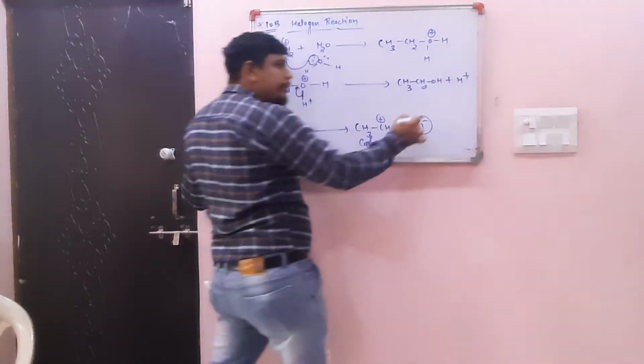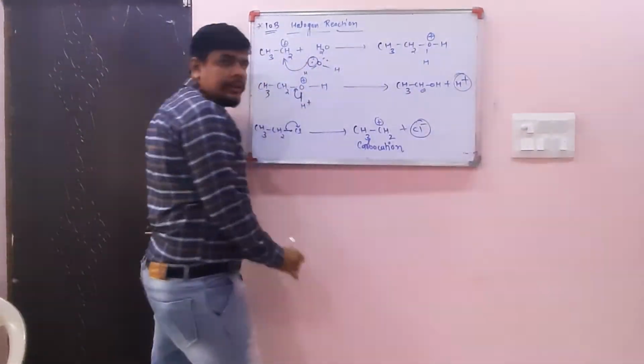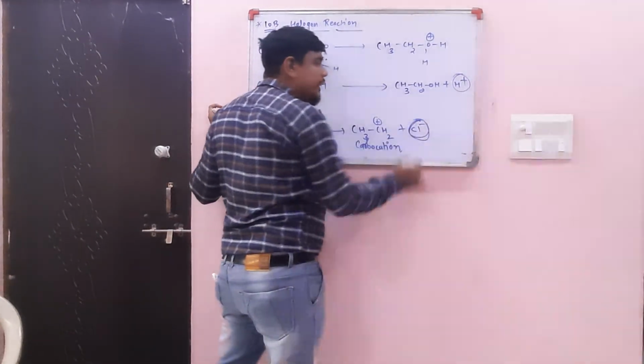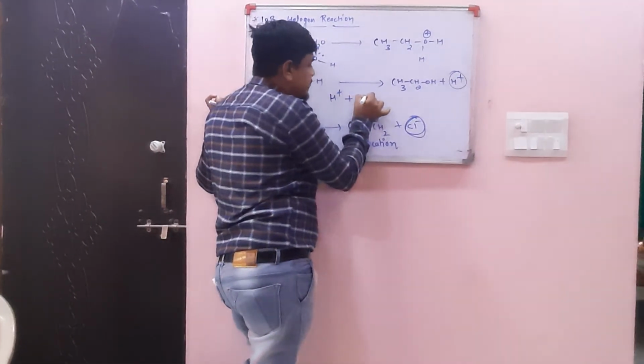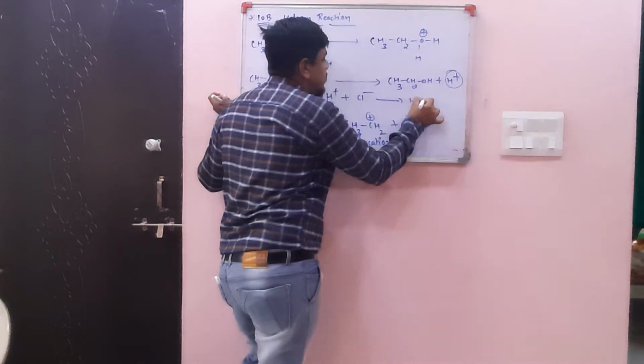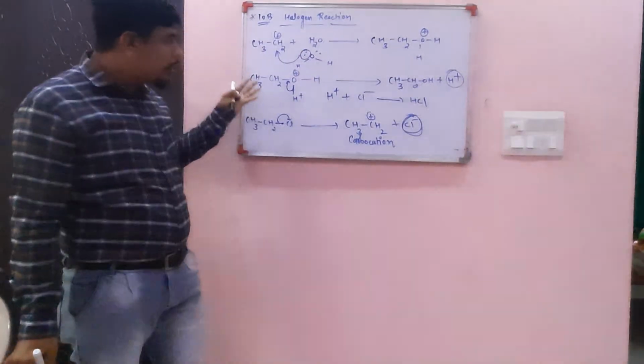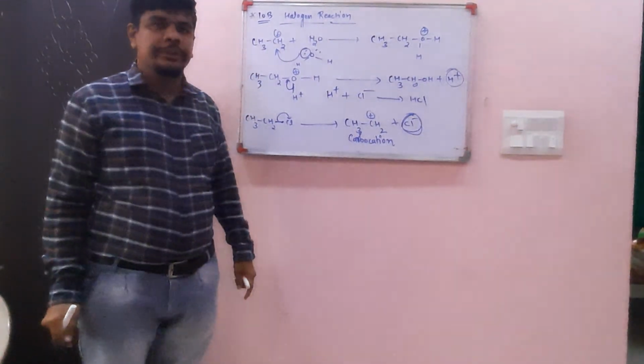From here we have released an H positive ion, and from the earlier step we released a Cl negative ion. At the end of the day, this H positive ion and Cl negative ion react with each other and form HCl. So this is the overall mechanism of the reaction.